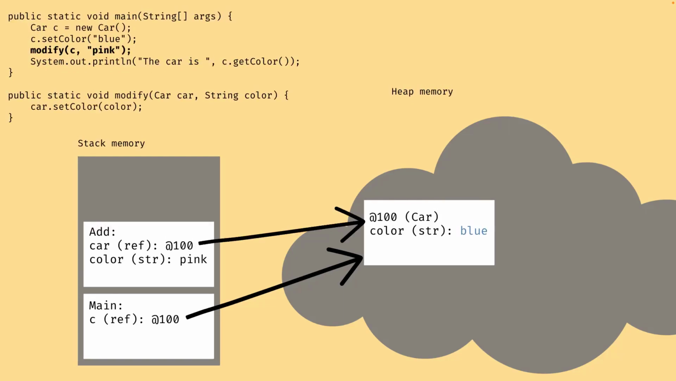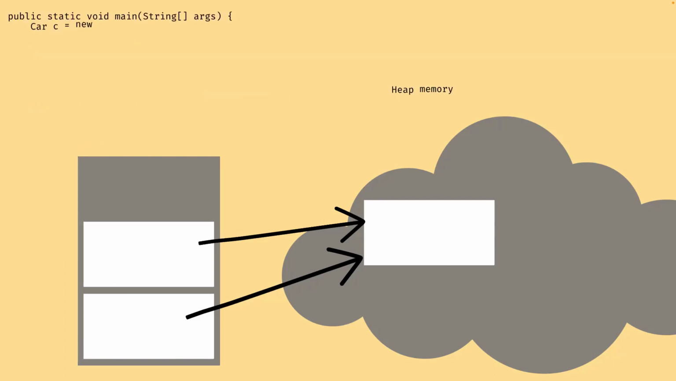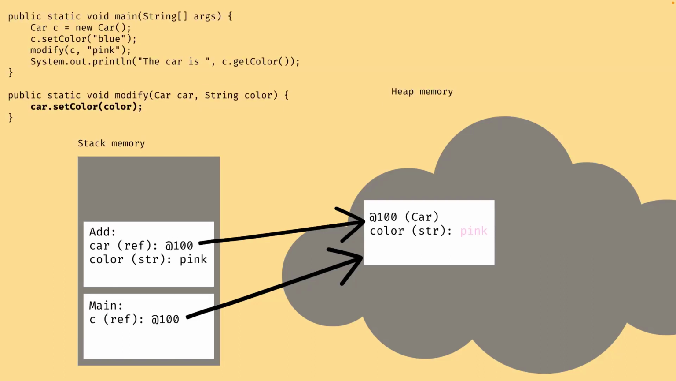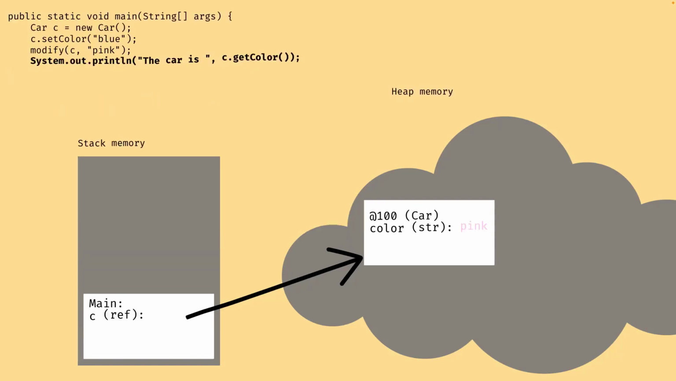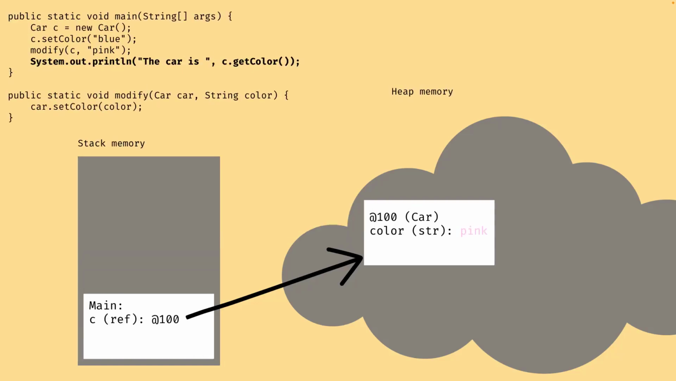Next, we call the method modify and we send in the reference of our car and the color pink. So you can see that both the modify and the main now hold a pointer to the same reference on the heap. And in this method, we actually change the color of the car. So instead of blue, the car is now pink. After this, our method is done executing. And we're back in the main.